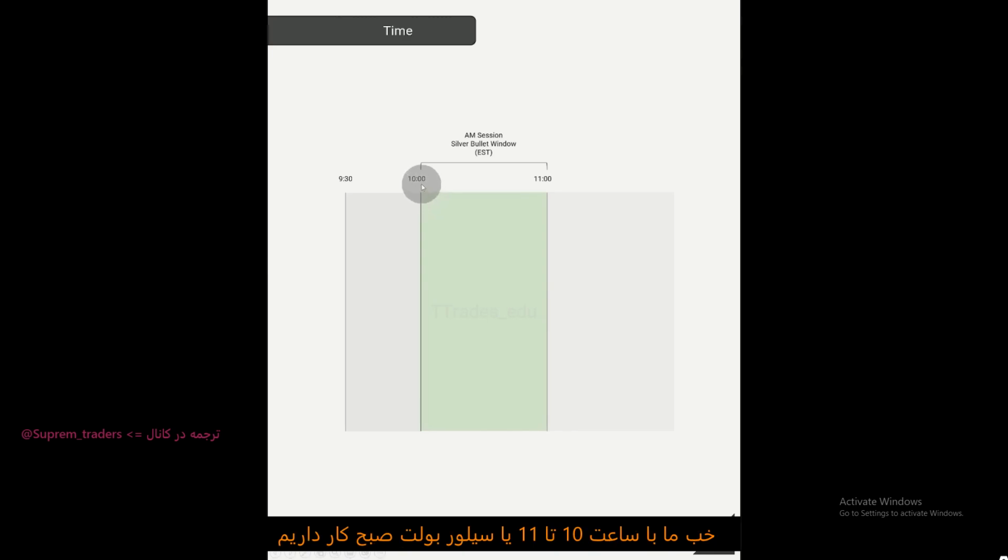I'm going to be focusing on the 10 to 11 a.m. time window, or the AM session silver bullet window. The only time I will take entries is if it appears between 10 and 11 a.m.